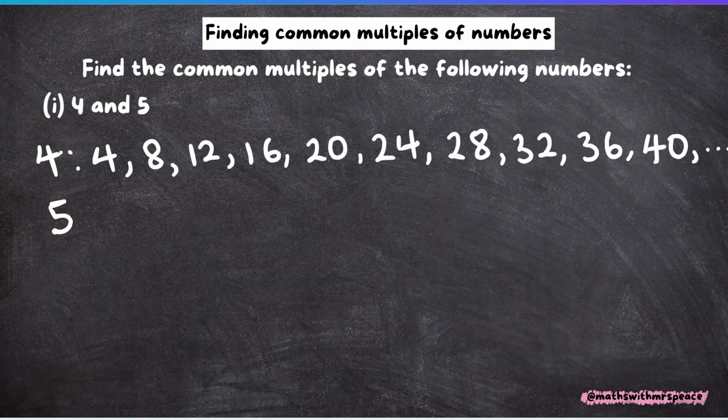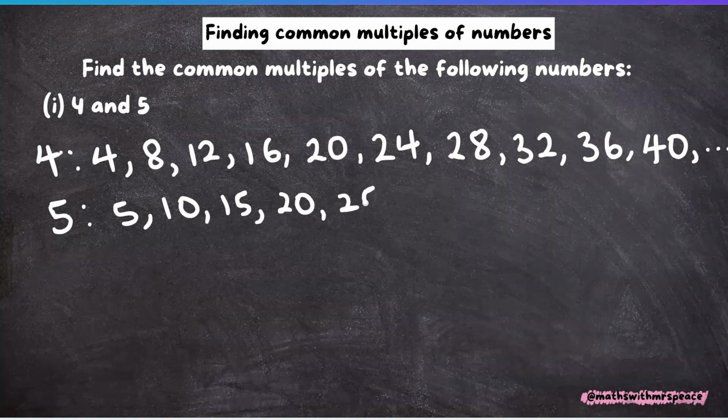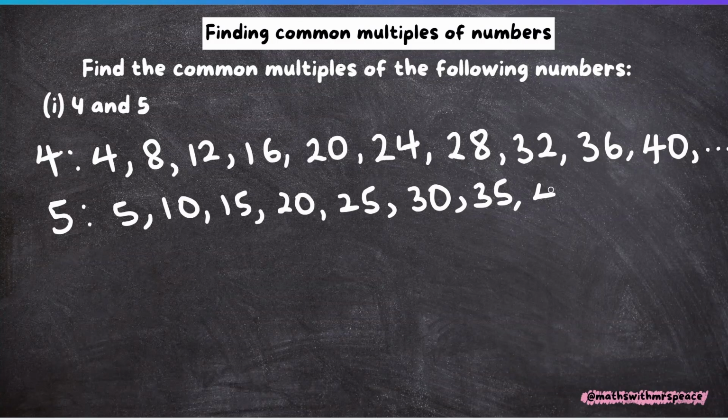Let's list the multiples of 5. We'll have 5, 10, 15, 30, 35, 40, 45, and 50. Okay, there we have the first 10 multiples of 5 as well.